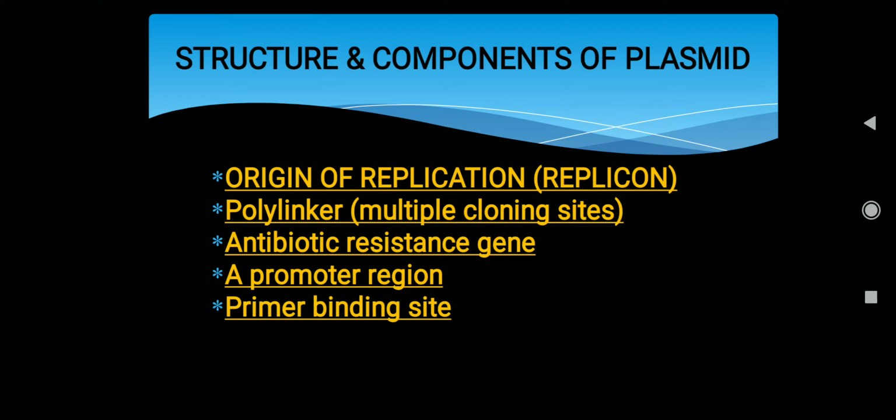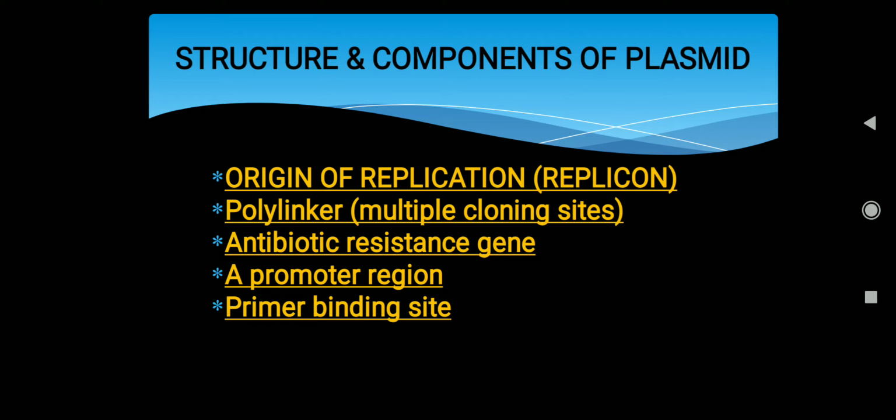So the next component is the promoter region. The promoter region is a region where RNA polymerase will bind. So, the promoter region helps in transcription. It is the region where transcriptional machinery like RNA polymerase and other transcription factors are attracted. So our promoter region is a region which helps in transcription.